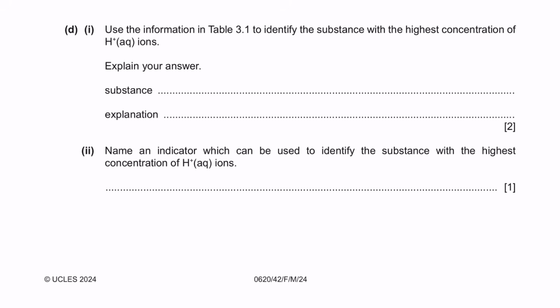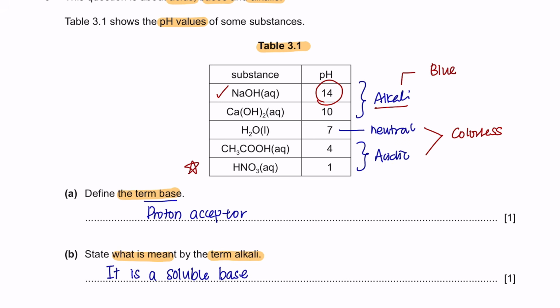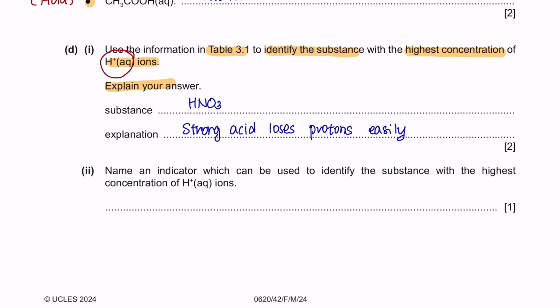Next, question D, part 1. Use the information in table 3.1 to identify the substance with the highest concentration of H+ ions and explain your answer. So the substance with the highest H+ ion concentration would be the most acidic, which is nitric acid. The term acid means proton donor. So the substance would be nitric acid because a strong acid loses protons easily.